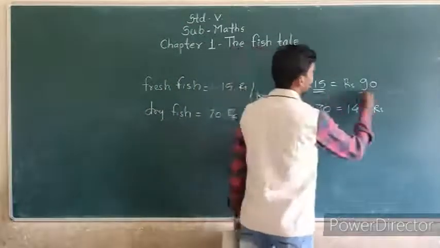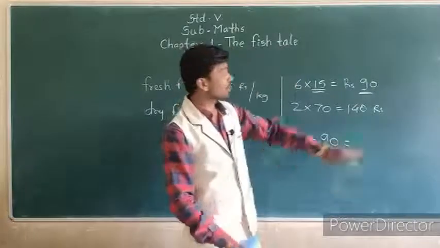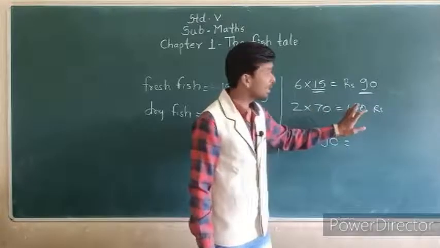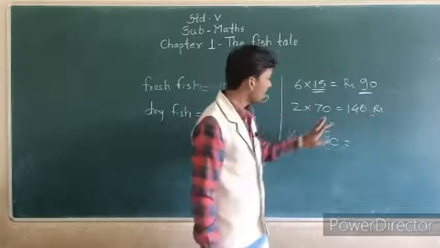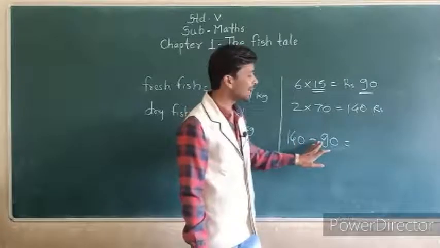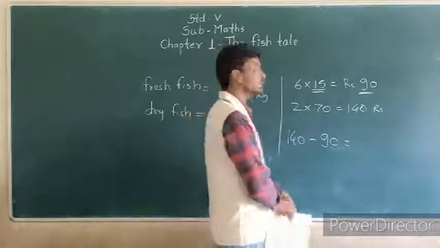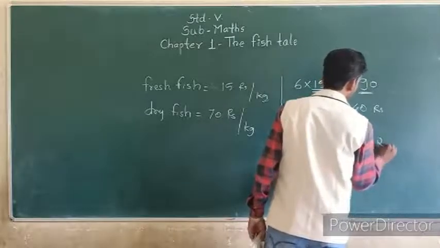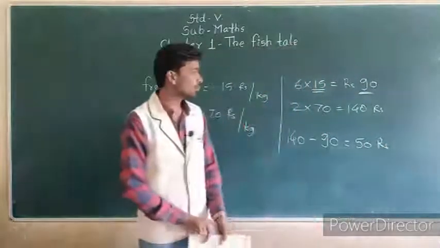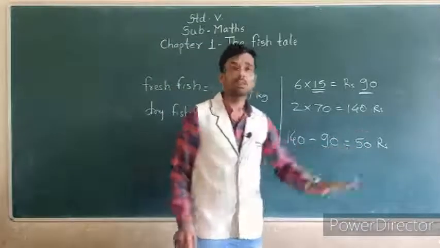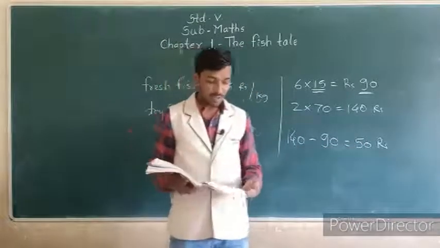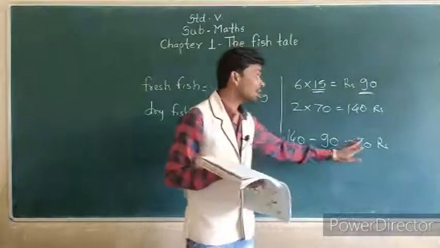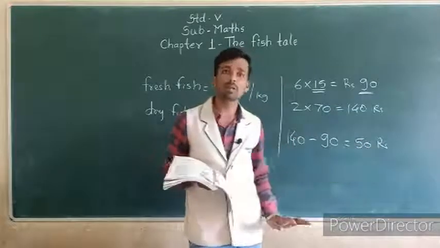Here we will write the answer. When they buy 6 kg of fresh fish, they pay 90 rupees, and when they sell it, they earn 140 rupees. So I subtract 140 minus 90, and your answer is 50 rupees. Means when they buy 6 kg of fresh fish, they earn 50 rupees only.